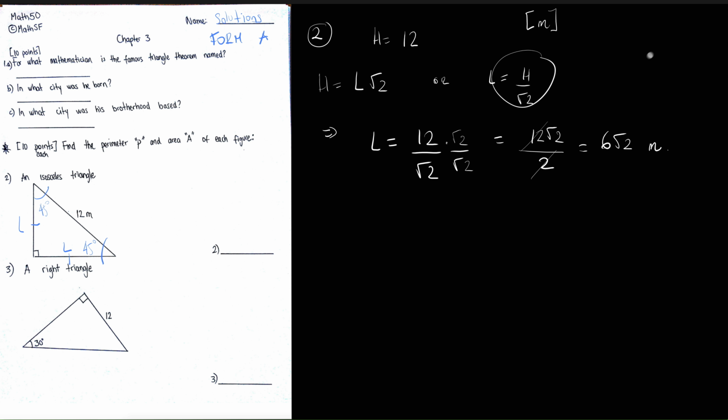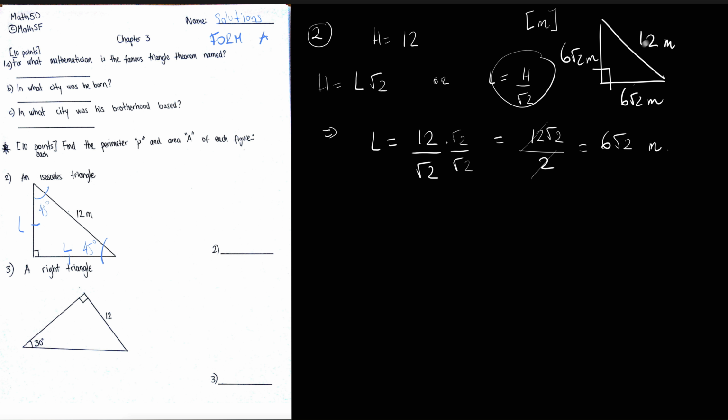So we pretty much have our triangle here. I'm going to kind of draw it here. We're going to have this triangle with 6 root 2 meters, and here it's going to have another 6 root 2 meters, and this one is 12 meters.